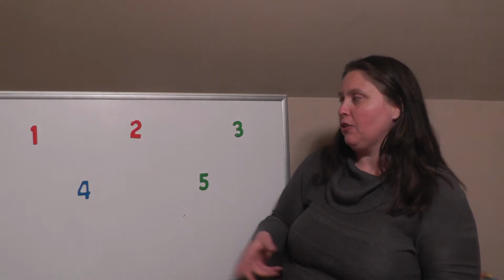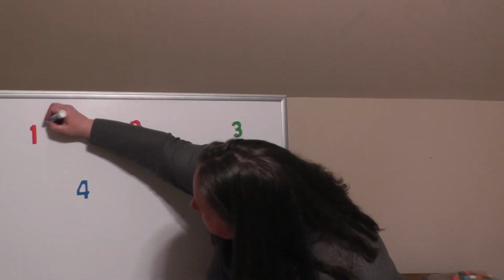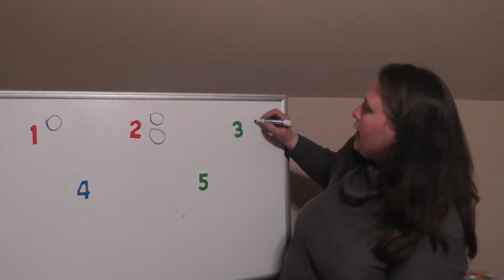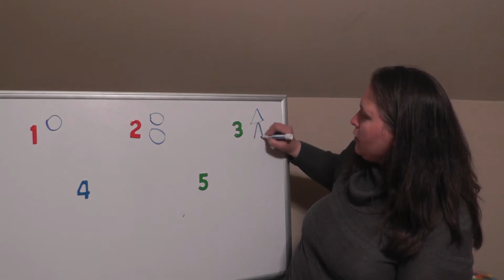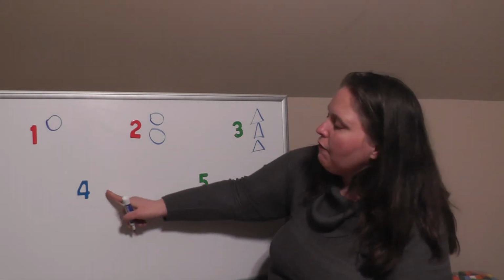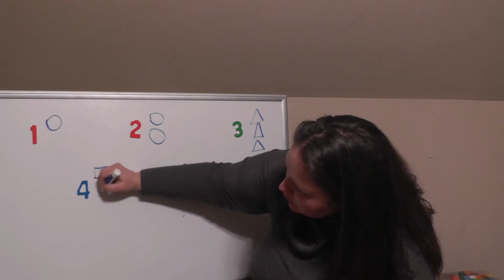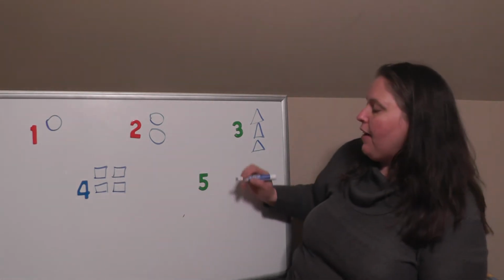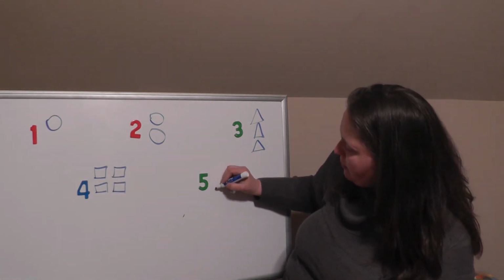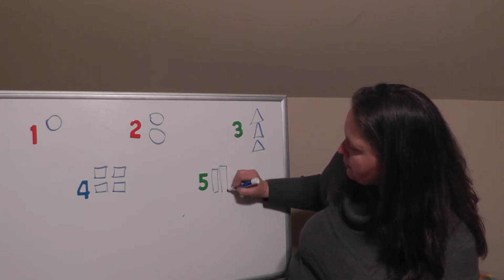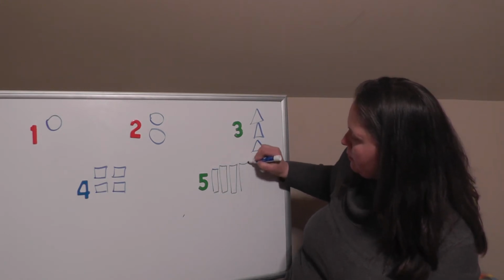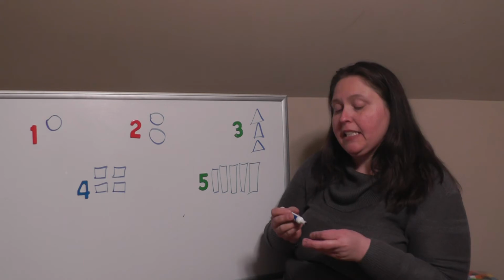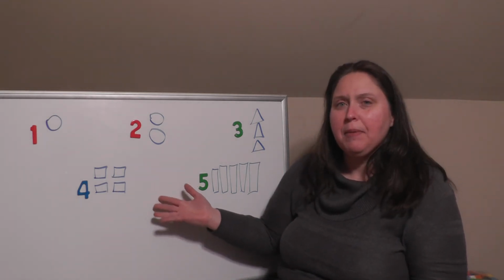Here's two, draw 2 circles. So we're going to draw 1 circle. And how about 2 circles? Oh, over here, let's draw some triangles. 3 triangles. 4. Let's draw 4 squares. And 5. Let's draw 5 rectangles. So that's something that's really quick and easy, and like I said, it's really great to get your child to come up and try to do it.